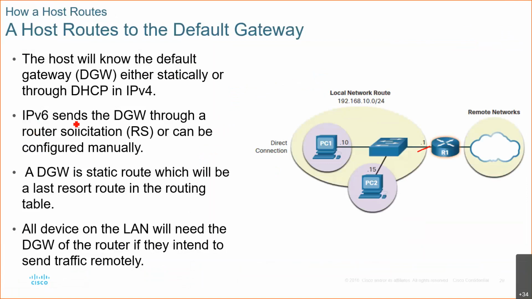IP version 6 gets the default gateway through a router solicitation. That means IP version 6 will try to find out what your router is. It will find the nearest router. This one is actually the last route that it will find within the network. And if it wants to go to a remote network, it has to go through your DGW, your default gateway.